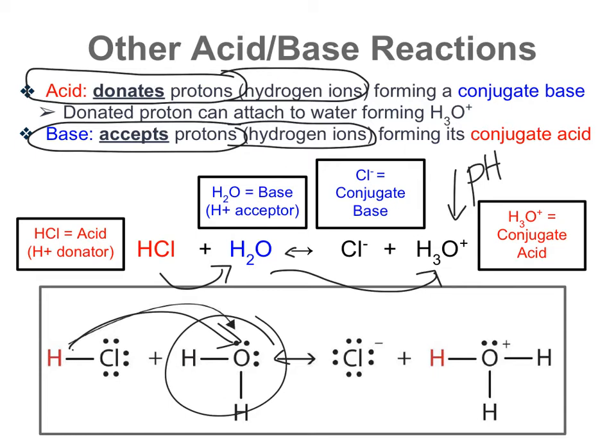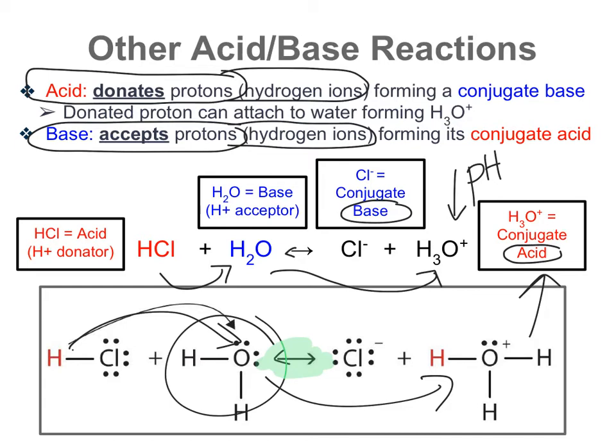So in this case, the water is accepting a hydrogen and creates H3O, and that H3O we call a conjugate acid. Now, notice that we are now calling them something, an acid and a base, because, oh my goodness, look at that. The reaction is reversible.